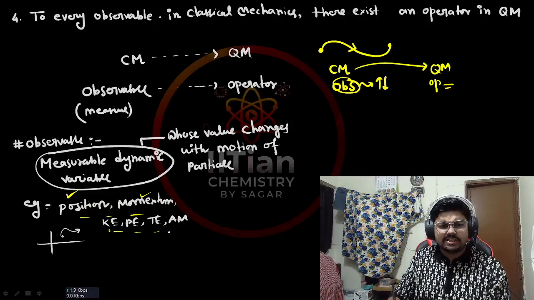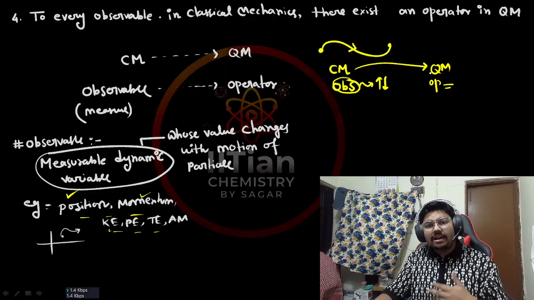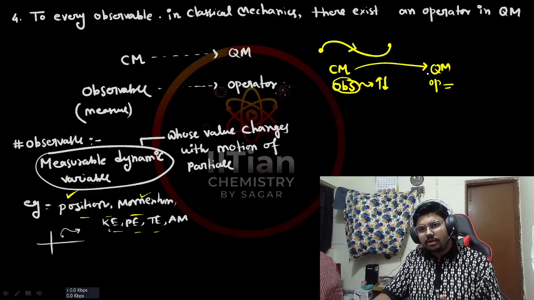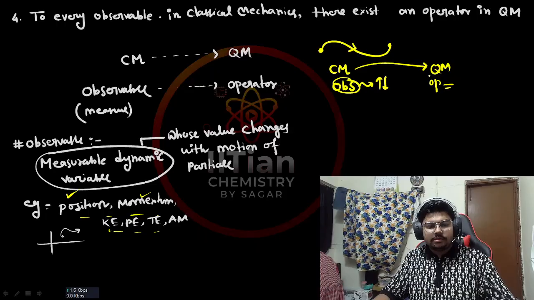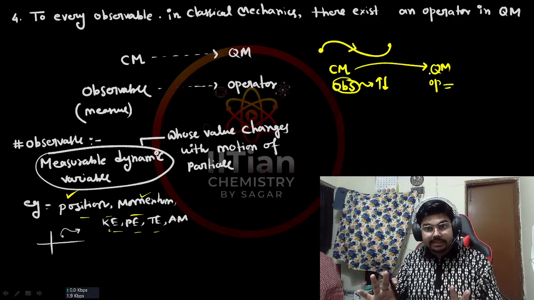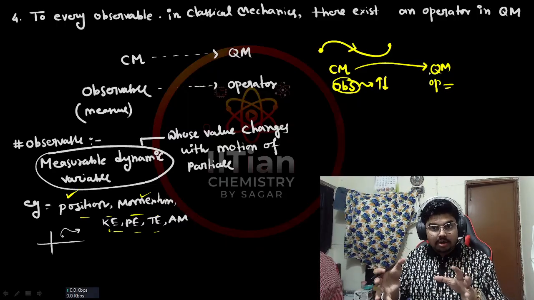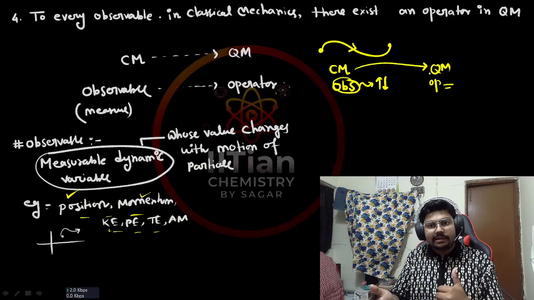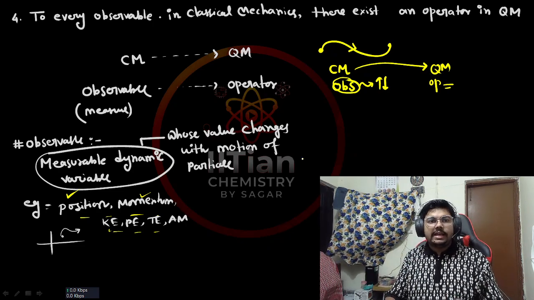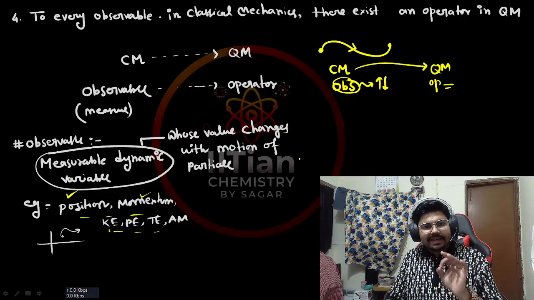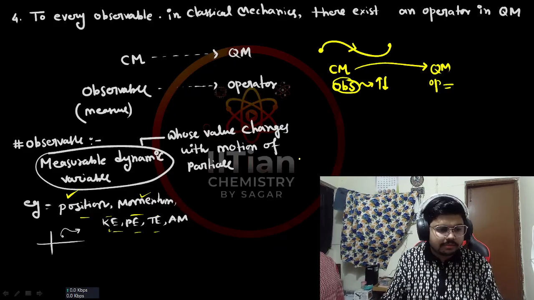For kinetic energy, potential energy, total energy, angular momentum, each and everything which we can measure in classical mechanics, there is an operator in quantum mechanics. And who discovered that? That is basically for our calculation. This operator is representing the classical phenomena in a quantum mechanical particle. That's why each observable, or each measurable dynamic variable, has an operator in quantum mechanics.